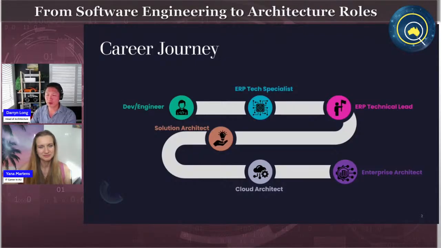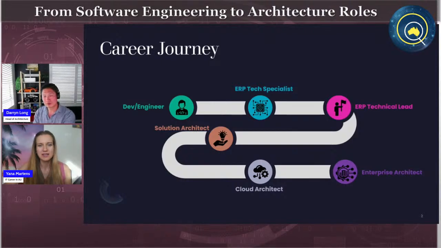And I went through different architecture roles, solution architect, I focused on cloud architecture because that was the hot technology at the time and no one was really doing it. So I took the opportunity and said that I'm going to go that way. And then progressing into enterprise architecture, then more senior roles after that.